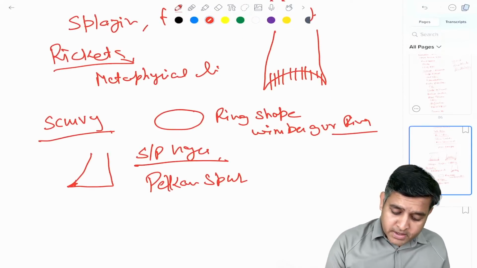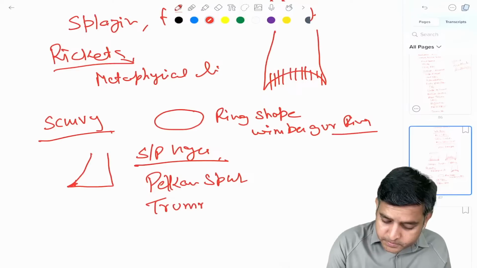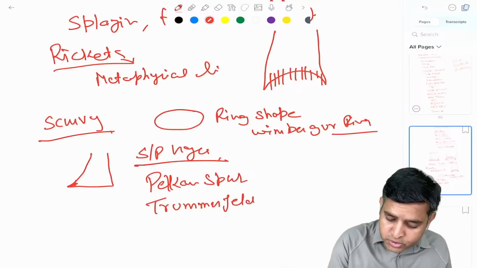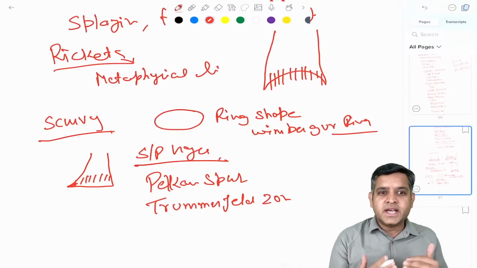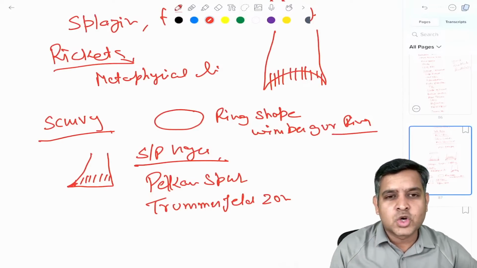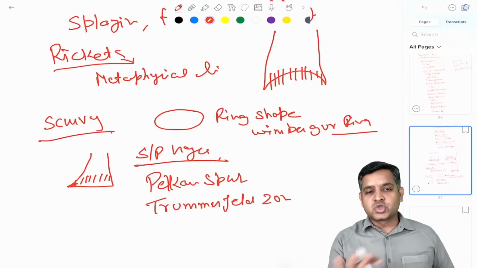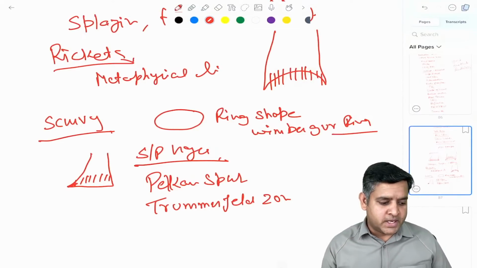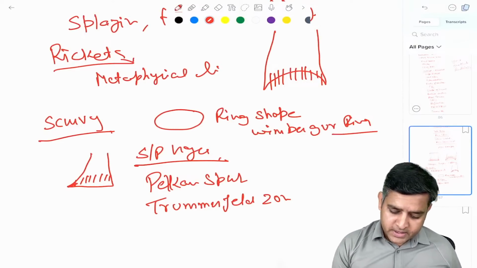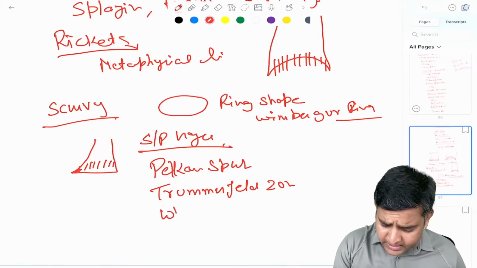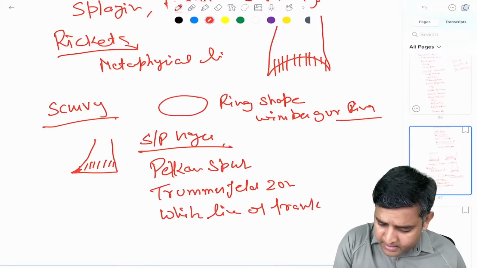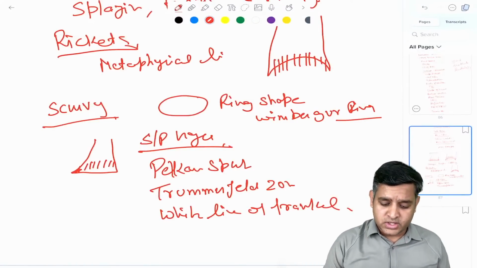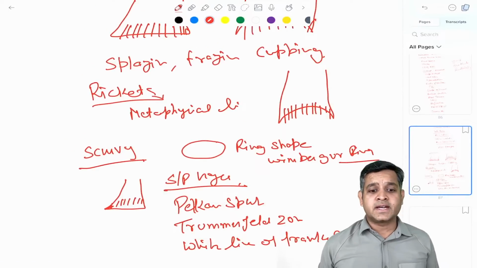Trummerfeld zone. The area just proximal to the metaphysis will be slightly osteoporotic. So the zone of rarefaction proximal to the metaphysis is the Trummerfeld zone. And yes, obviously the white line of Frankel can also be seen. All right, so these are the differences between rickets and scurvy.